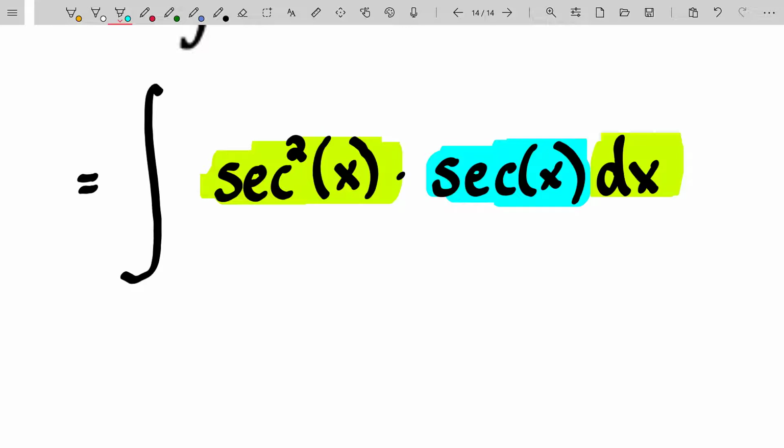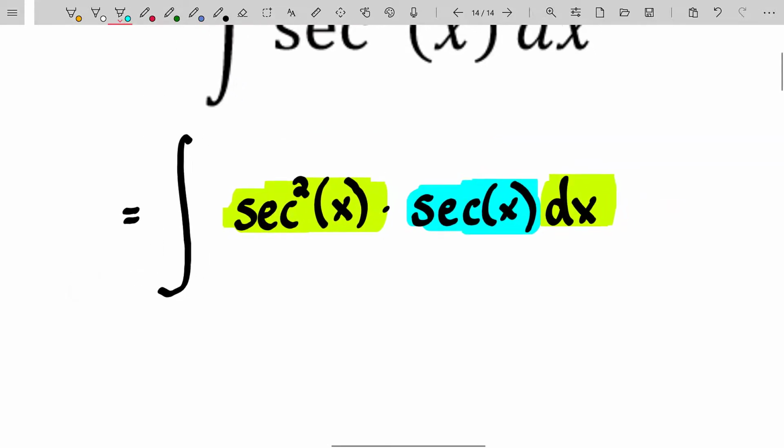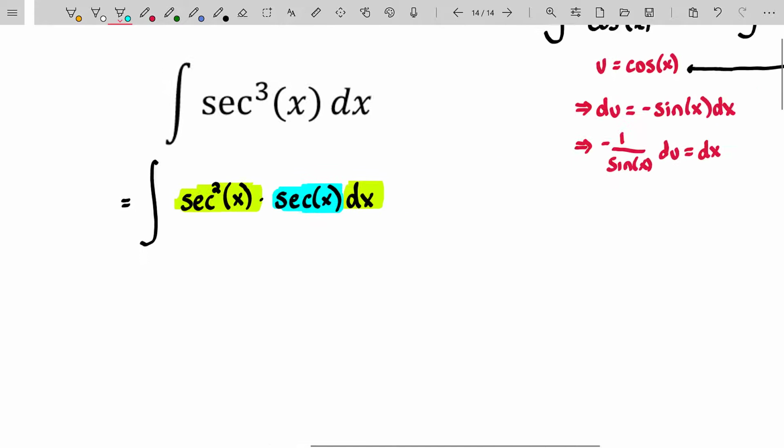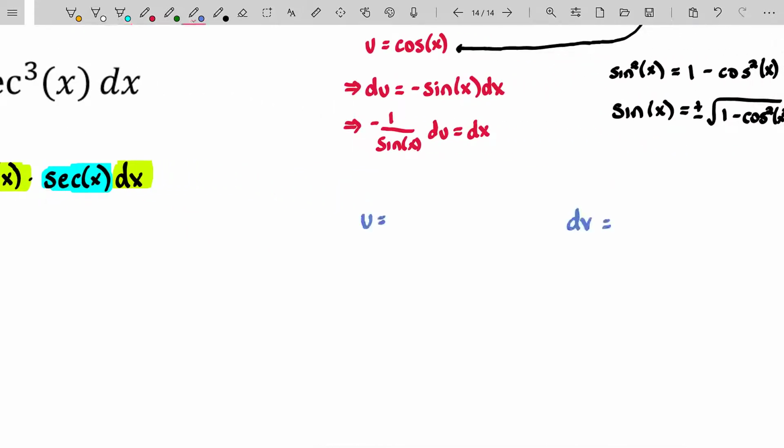Remember, if you're one of my students, when you're choosing what to integrate for the by parts method, you choose to integrate the largest piece you possibly can. And of all this stuff, secant squared and then secant and then dx, the largest piece is the secant squared dx. You can integrate that. You know its antiderivative. Let's go ahead and write that off to the right-hand side. The piece I'm going to integrate is secant squared of x dx. The piece that I'm going to differentiate is just the secant of x.